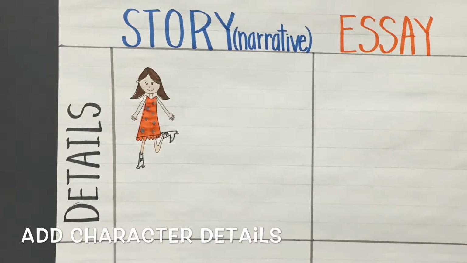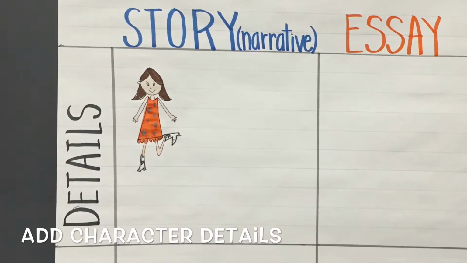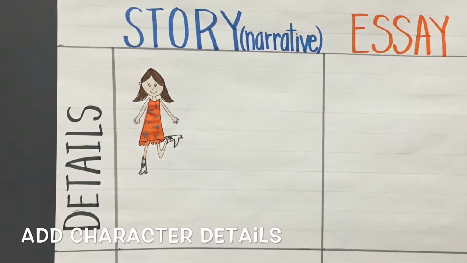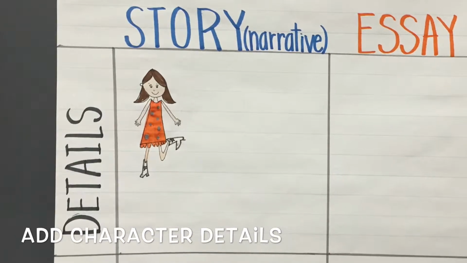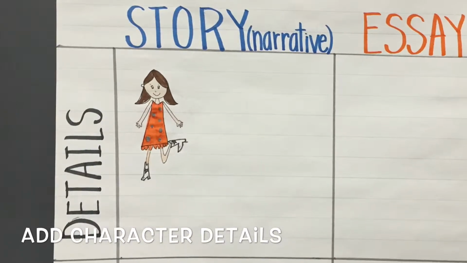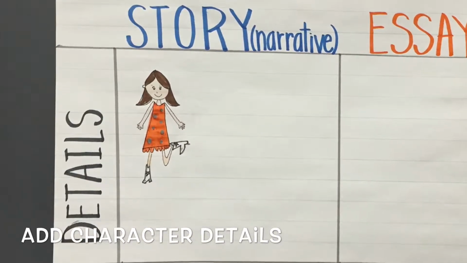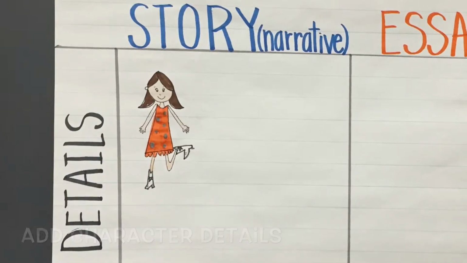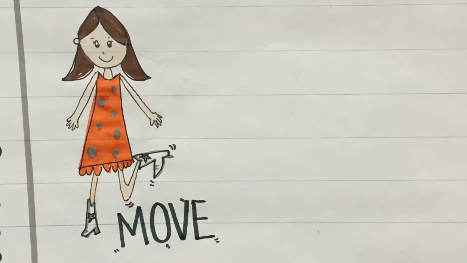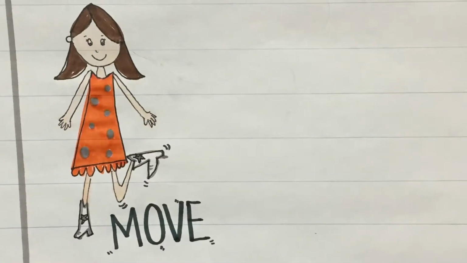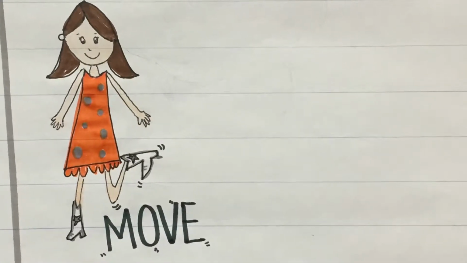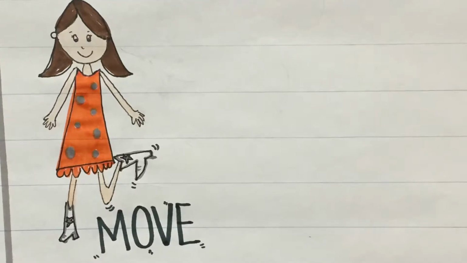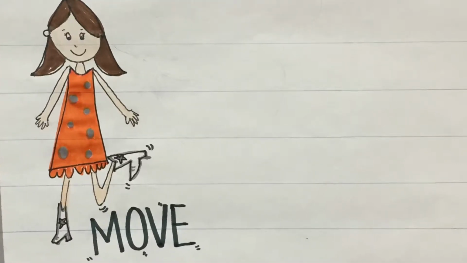And here on the chart is a little character to remind us of the kinds of details that we can add. We know when we write story that characters are the heart of it all, and so we use character details. We can lengthen our writing by making our characters move. Think about adding action to your story.